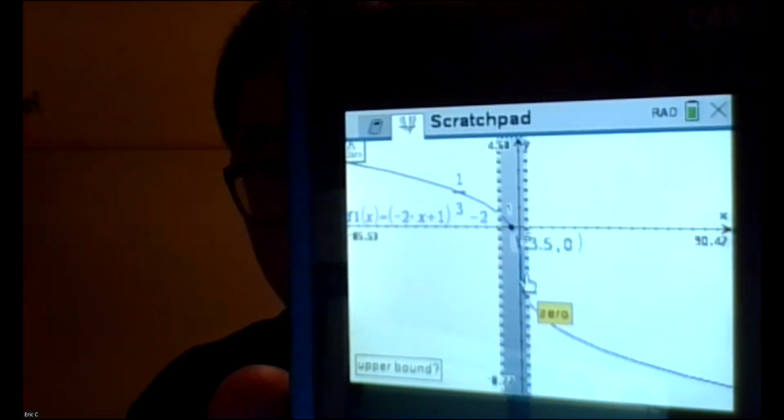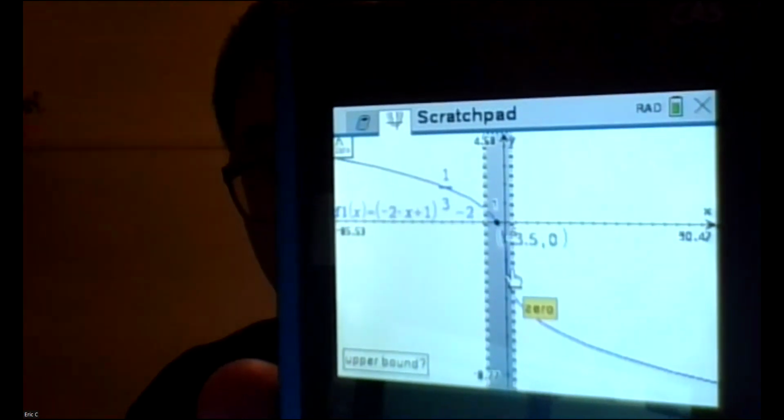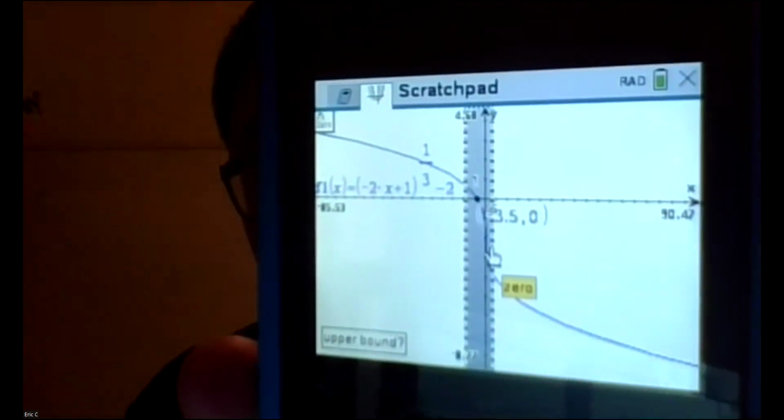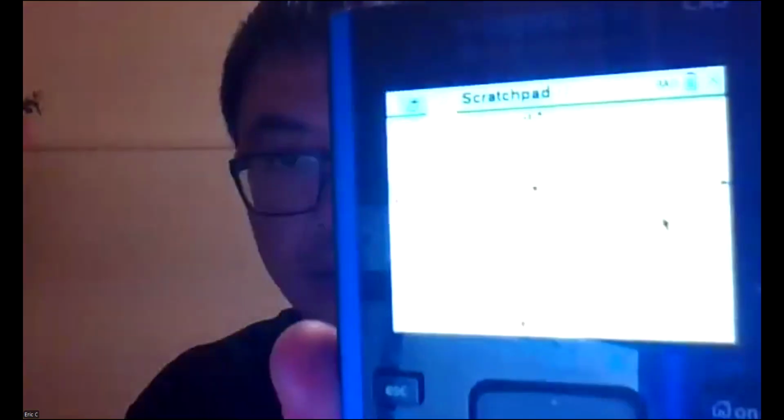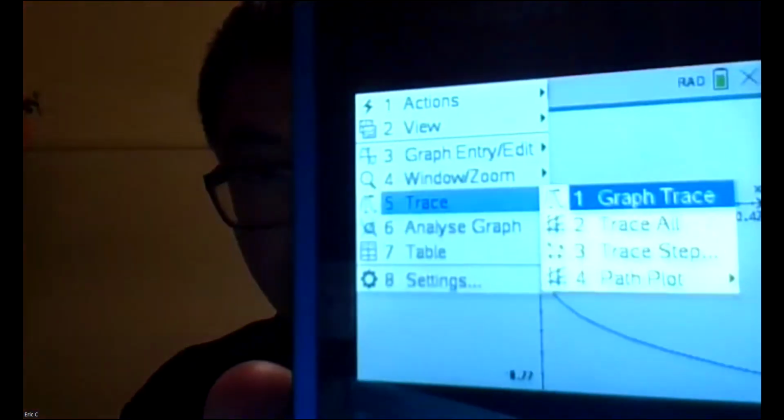like the negative end of the y-axis, and you can see a black dot there, meaning that it's calculated the x-intercept. And then you just go ahead and press enter, which is then negative 3.50, the coordinate of your x-intercept there. And then to find the y-intercept, you go to menu, you go to trace, and then you go to graph trace. So you can just press 1 there.